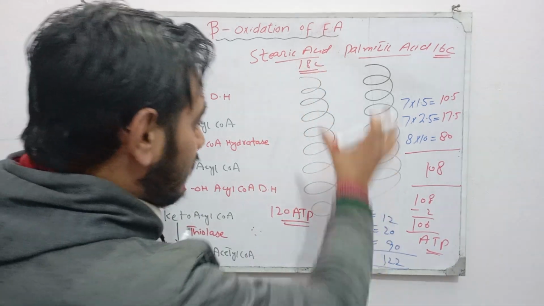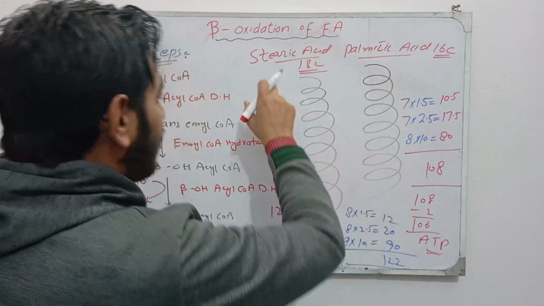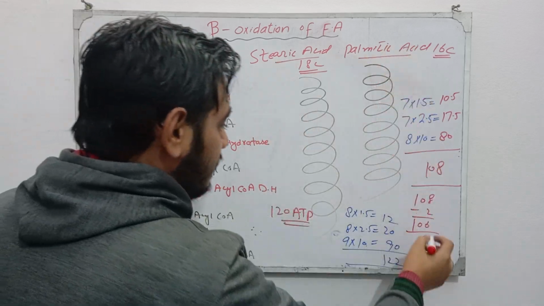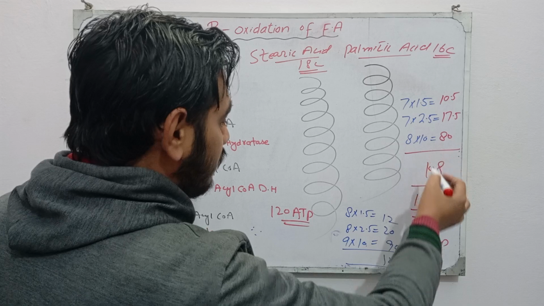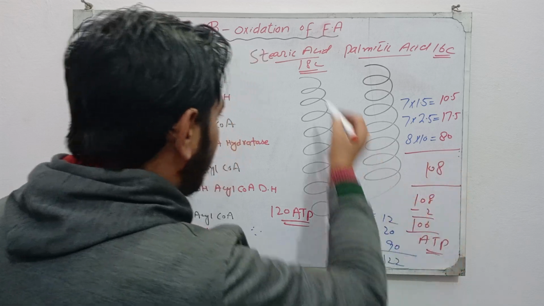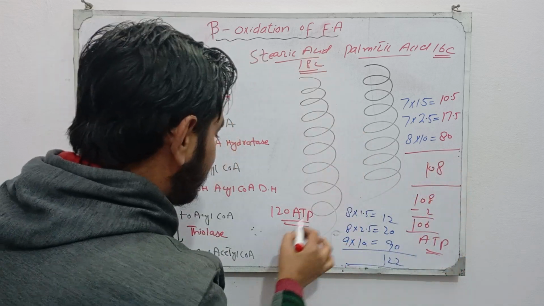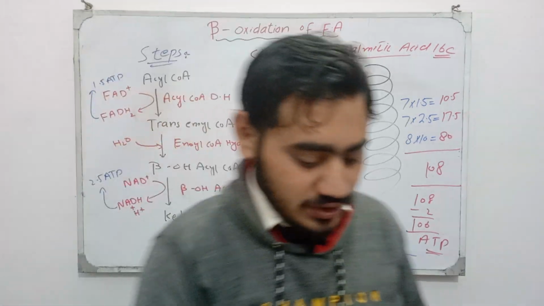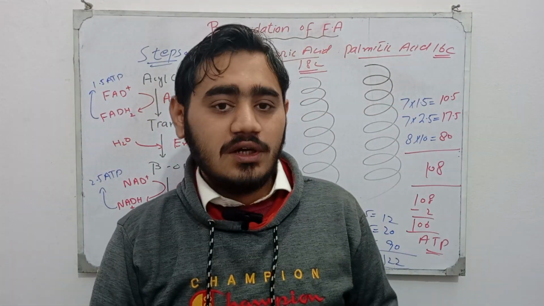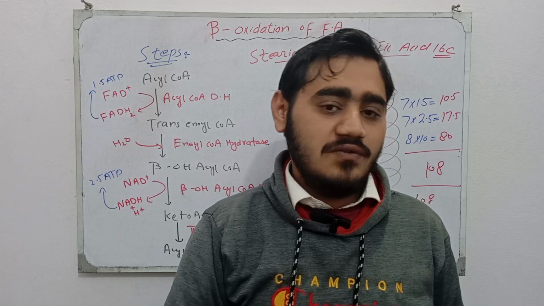Okay students, this is the total production of ATP from stearic acid and palmitic acid. From palmitic acid, the total amount of energy is 106 ATP, and from stearic acid, the total amount of energy is 120 ATP. So students, it was all about the beta oxidation of fatty acid, which is a very important topic.